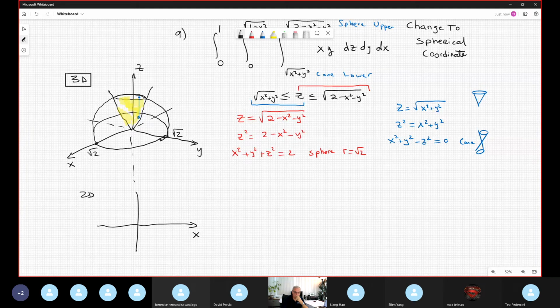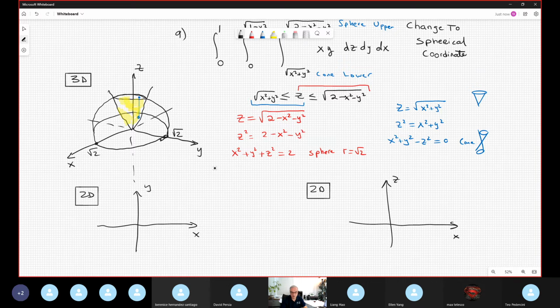For example, let's do first XY and another 2D, which is maybe XZ or YZ. Z you keep here in the vertical.